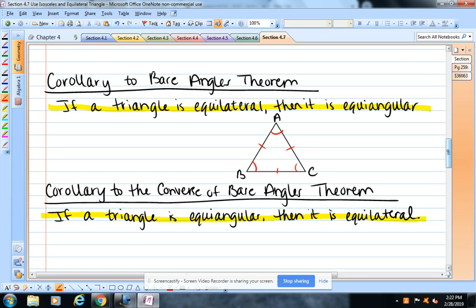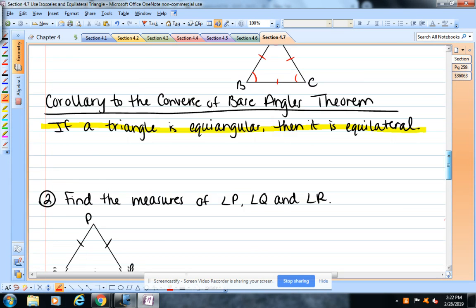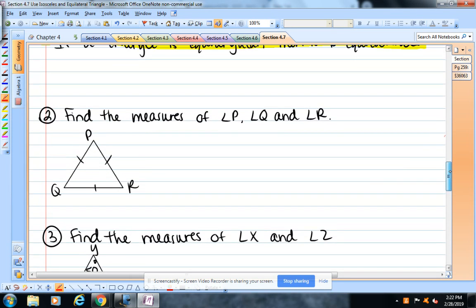The last one says if it's equal angular, then it's equilateral. It goes both ways. Okay? If it's equilateral, then the angles have to be equal. If the angles are equal, then the legs have to be equal. All the sides have to be equal. Cool stuff. So now we know all our information.